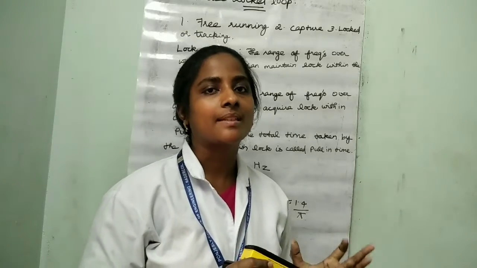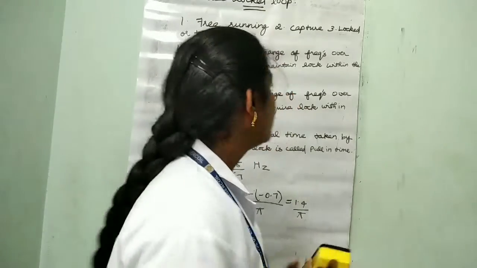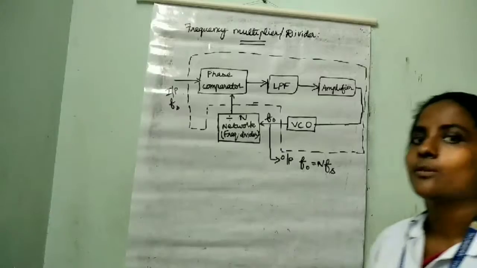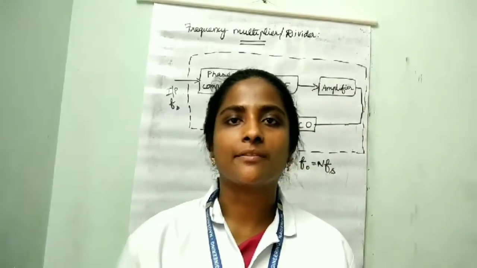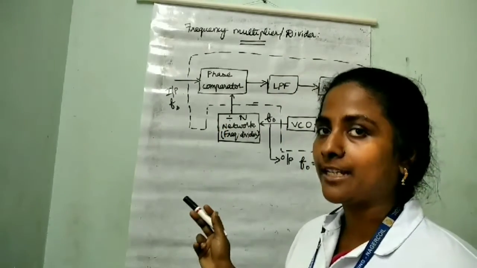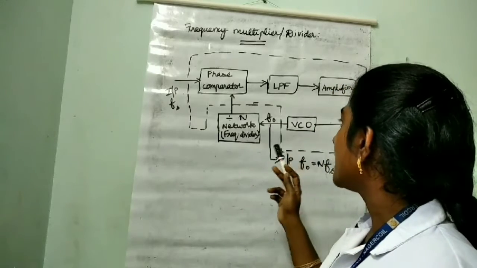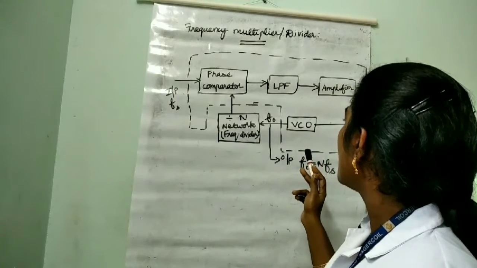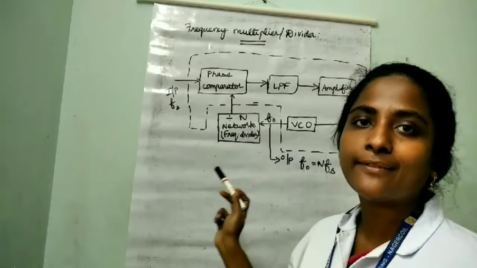So now we have studied about PLL. Next we are going to see one of the applications of PLL, that is frequency multiplier or frequency divider. This is the block diagram of the frequency multiplier. Here we have phase comparator, low pass filter, amplifier, then it is given to VCO. Then we have the N network, that is frequency divider.